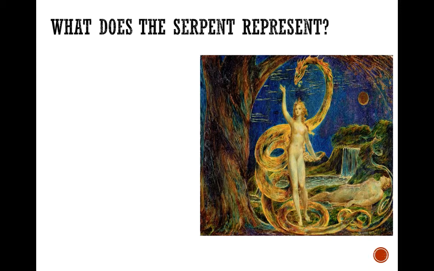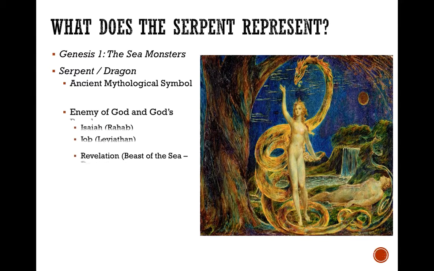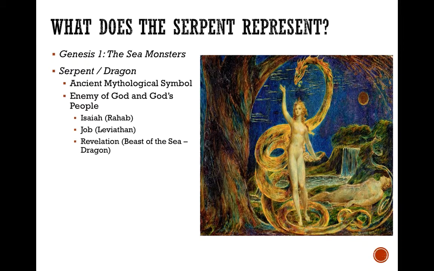Well, the same goes for even the fact that there is a serpent here on the tree. What does the serpent represent? Remember back in Genesis 1, we talked about the sea monsters, that God is the one who created these creatures. They've gone bad, right? There's something wrong, but God is the one who created them. We have to read the serpent in the context of these sea creatures. So the serpent or the dragon becomes an ancient mythological symbol. It's connected with a very ancient symbol of chaos and evil and temptation that you find in all kinds of other myths. The serpent comes to represent the enemy of God and God's people.